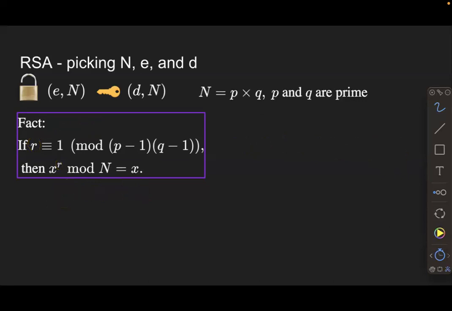That is basically how we choose our E and our D.